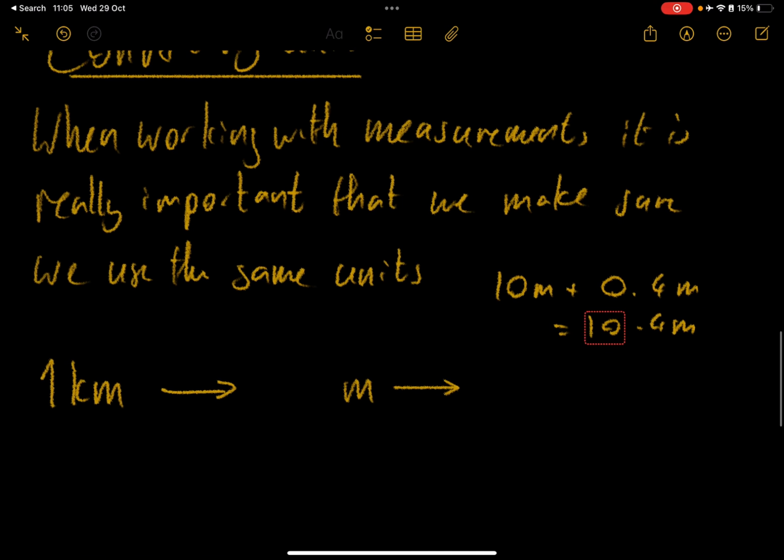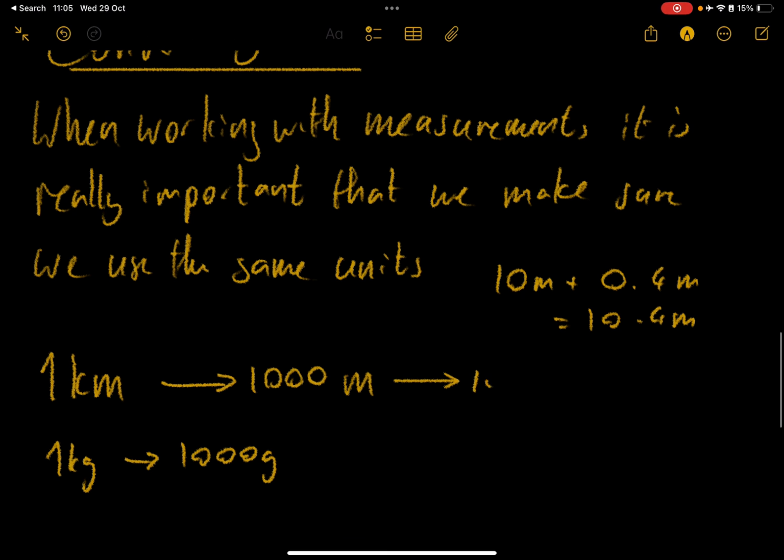Now thinking about converting units, if we start with 1 kilometer, hopefully you know that 1 kilometer is 1,000 meters, just as 1 kilogram is 1,000 grams. Okay, kilometers bigger. Then you might think, okay, so what's the next unit down from that? Well, 1 kilometer is 1,000 meters. One of those meters is 100 centimeters, which means that a kilometer is 100,000 centimeters.